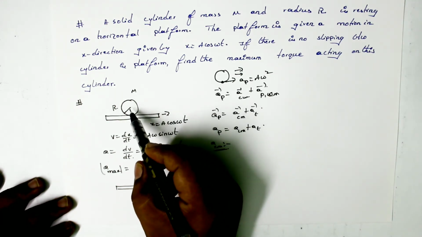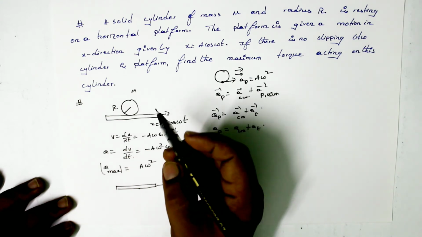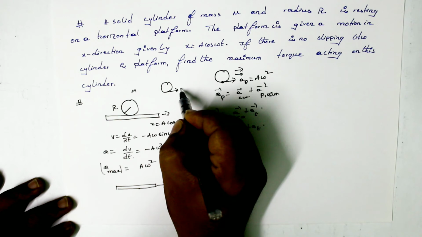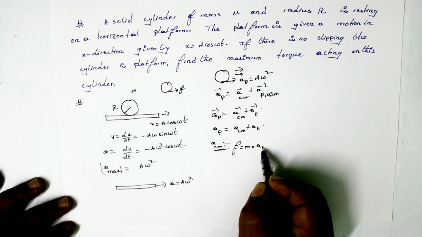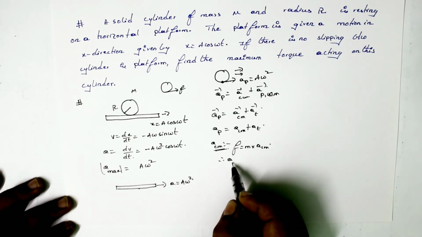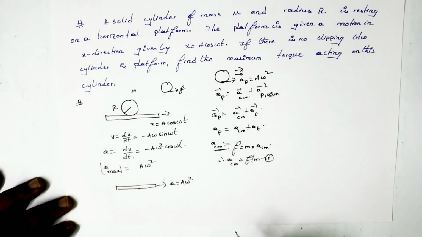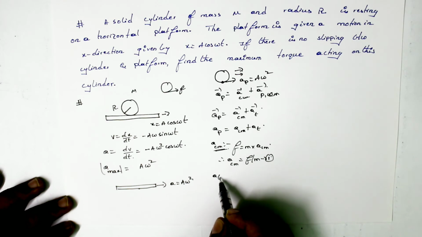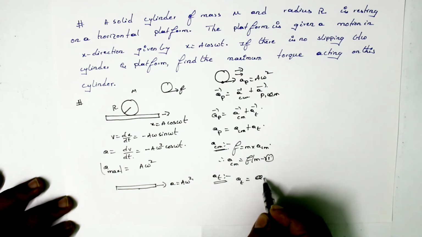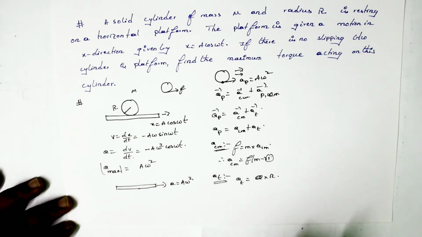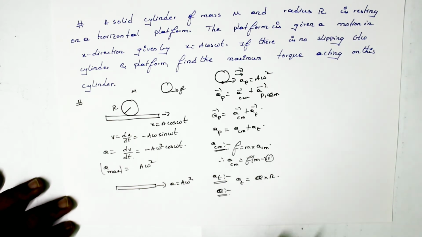On this cylinder, friction is the only force which is applying force on this cylinder, and friction is acting in this direction. So I can write F is equals to mass into acceleration of center of mass. Therefore acceleration of center of mass can be written as F by m, and this is my equation number 1. Now tangential acceleration, let us see how I can calculate. Tangential acceleration is equals to alpha into r. So alpha value, how can I calculate? Let us see next.